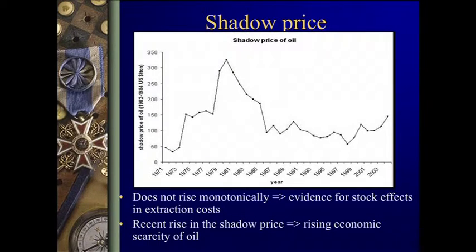And then I also, as promised, have estimates of the shadow price of oil, which, as I mentioned before, is a measure of the scarcity of the resource. You can see that the shadow price, basically coming from the year effects specification, allows for a flexible shadow price that doesn't necessarily rise monotonically over time. And in fact, when we allow for the shadow price to be flexibly specified, it does not rise monotonically over time. So this is evidence for stock effects in extraction costs.